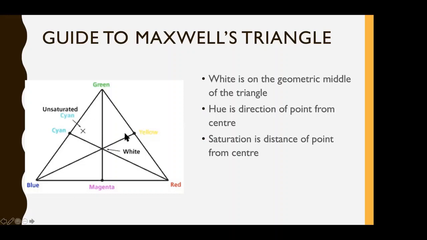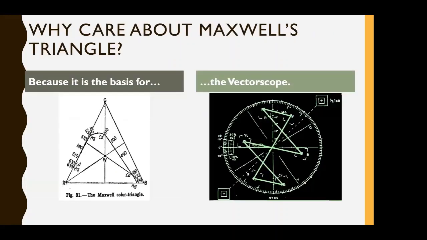So as you go around the circle, the hue changes. If you stay in the same place as you go around, the chroma saturation is the same. If you move outwards, the saturation increases, okay? So that's Maxwell's triangle. You will probably not deal with Maxwell's triangle. You'll be dealing with this shape on the right, the vector scope, but it's the basis for that triangle.